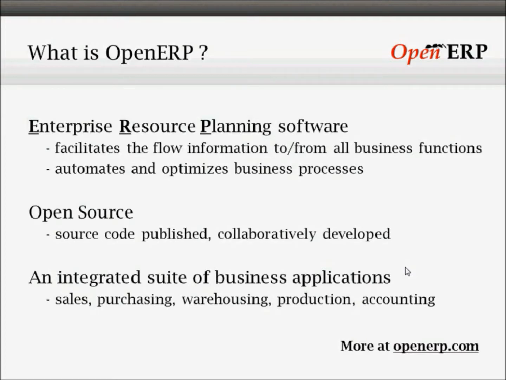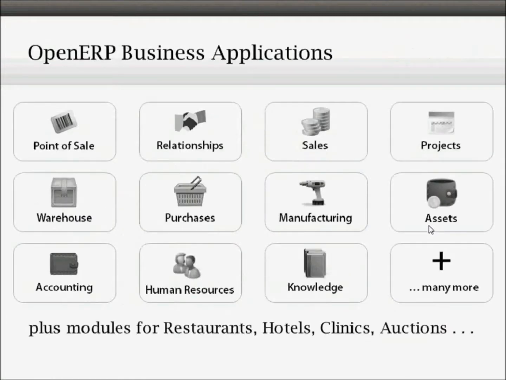Now for a brief overview of OpenERP. OpenERP is a comprehensive suite of business applications that facilitates the flow of information to and from all business functions, allowing for automation and optimization of business processes. Its unique modular approach allows customers to start with one application and add other modules later. Customers keep the benefits of an integrated software that allows for expansion when desired and/or required. OpenERP is also flexible as it allows you to customize the user interface and manage your business processes in only a few clicks. Furthermore, because it's open source, the code is published and collaboratively developed.